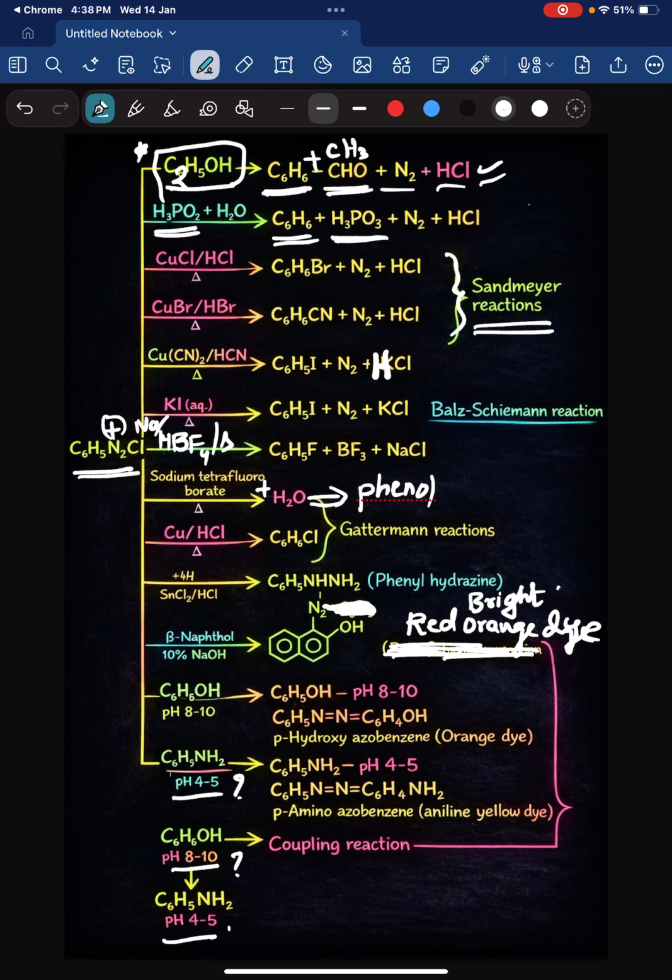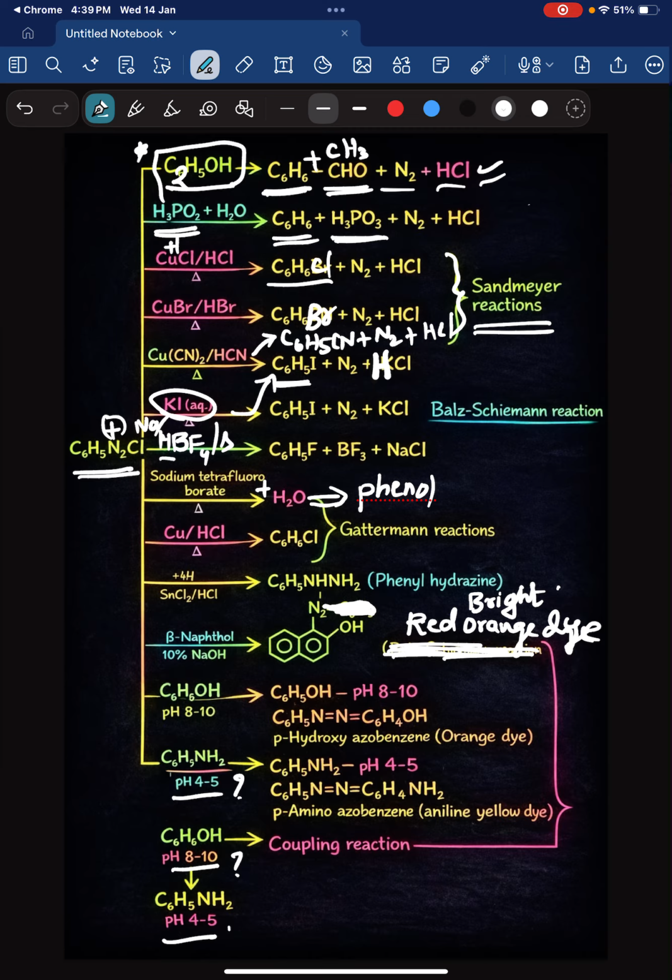So benzene diazonium chloride in presence of CuCl. Here the oxidation state of Cu is supposed to be +1, not +2. So with CuCl or Cu2Cl2 we get chlorobenzene. Similarly, if you take HBr, you will get bromobenzene, and if you take CuCN, we will get cyanobenzene, C6H5CN plus N2 plus HCl, and with the help of KI we will get iodobenzene.